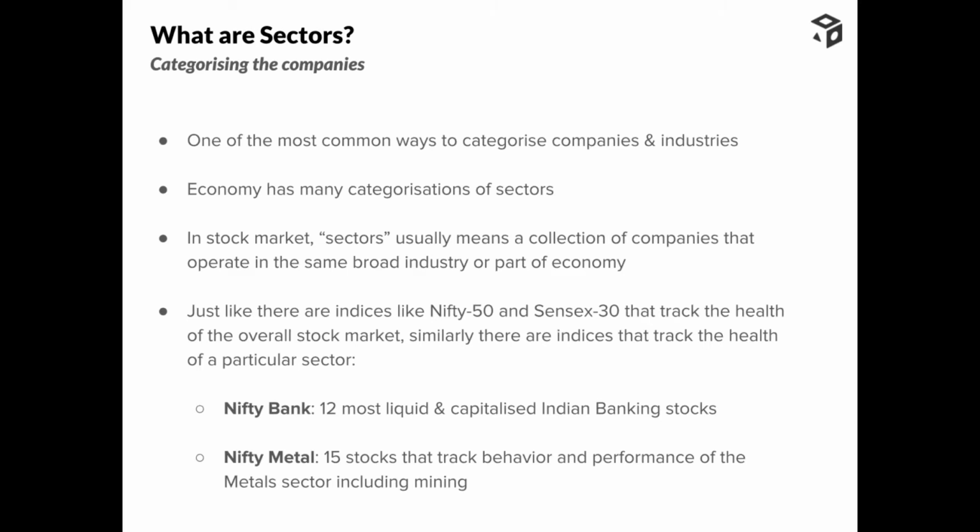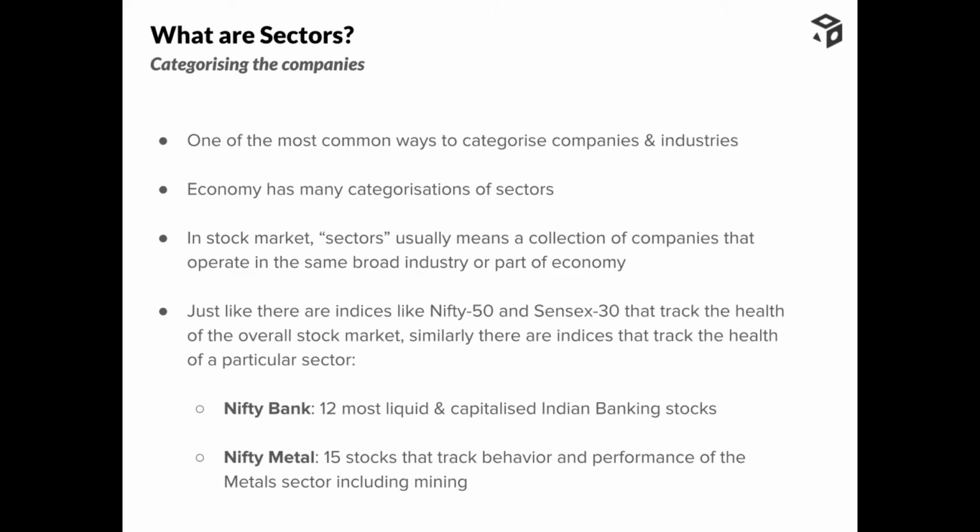Just like there are indices like Nifty 50 and Sensex 30 that track the broad performance of the overall stock market, similarly there are indices that track a particular sector. For example, the Nifty Bank Index is an index of the 12 most liquid and capitalized banking stocks in India. Is that the entire banking sector? No. But like the Nifty 50, it is just a handful of securities which give an insight into the overall sector.